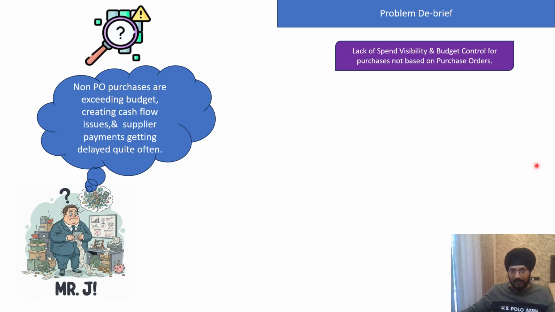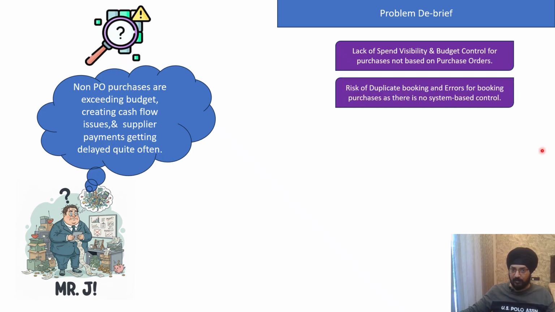Lack of spend visibility and budget control for purchases not based on a purchase order. This is a peculiar problem which arises because of non-PO purchases. Because of this, there is no control on the spend, and hence a cash crunch or budget variance normally arises.